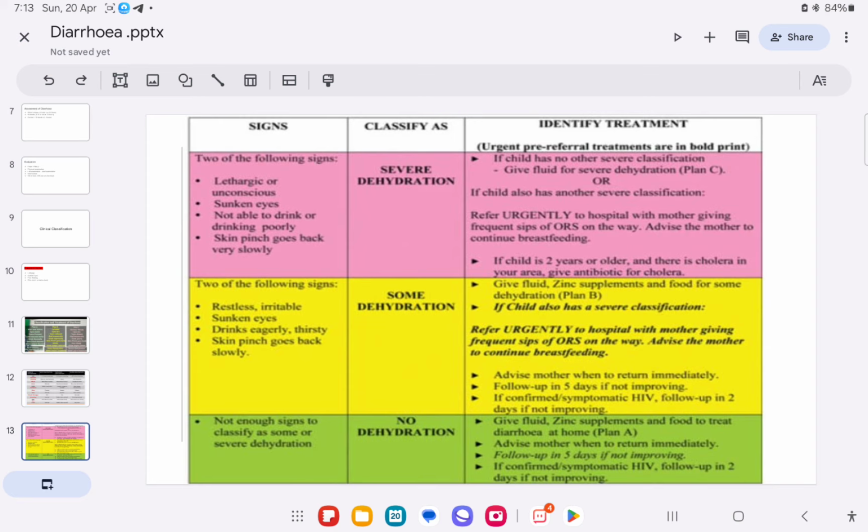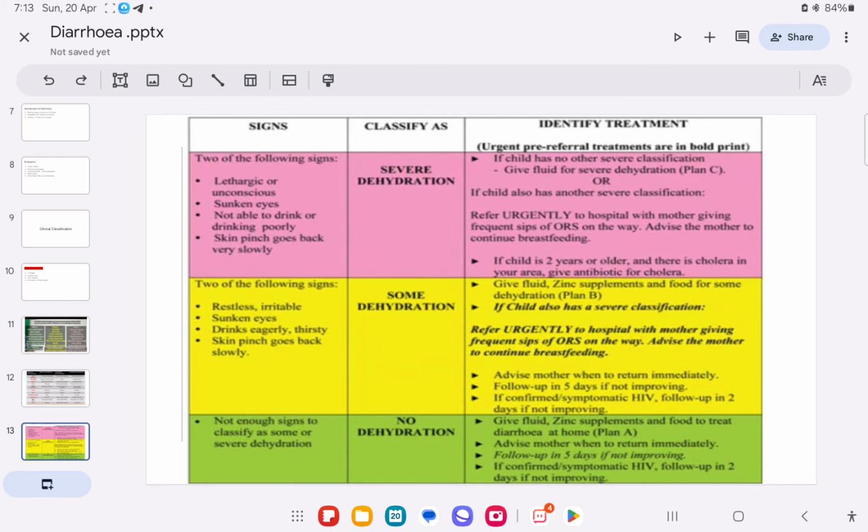This is some dehydration. Treat orally and give fluids, zinc supplements, and give BRAT diet. BRAT, do you know? In Nelson, it is bread, rice, curd. This order is mentioned, but it's a high order. And then go for no dehydration.